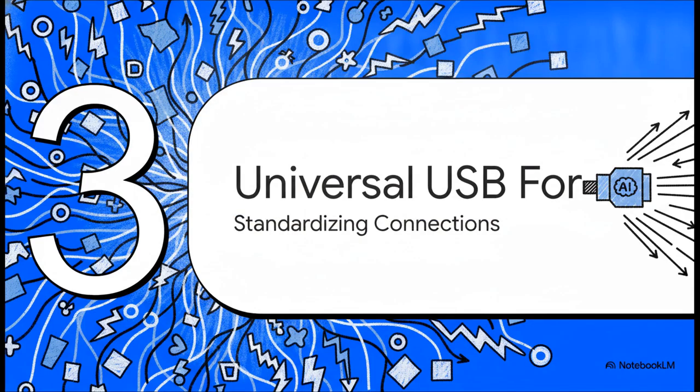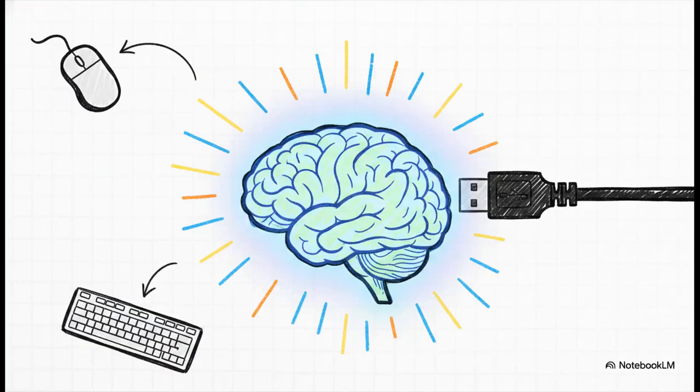Moving right along to part three, the universal USB for AI, standardizing connections. To really grasp how elegant this solution is, we need to look at an analogy that makes perfect sense of the tech. Because how do you standardize all these wild, varied connections so they just work? When I first heard this comparison, it genuinely blew my mind because it is so spot on. MCP is a universal port, just like a USB.